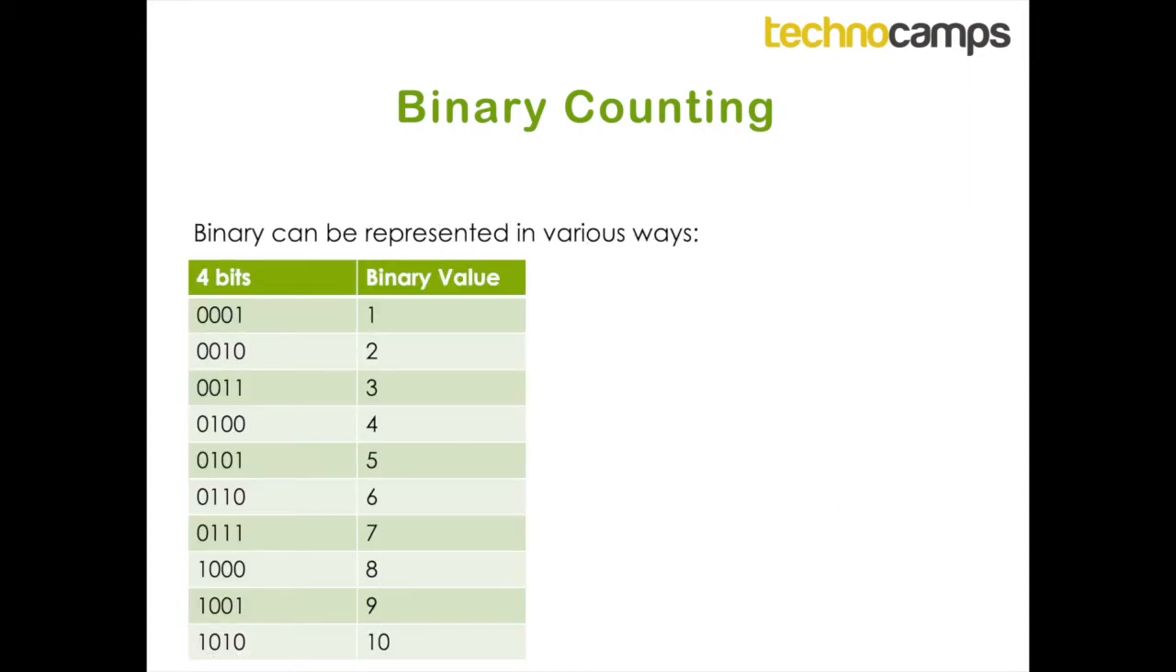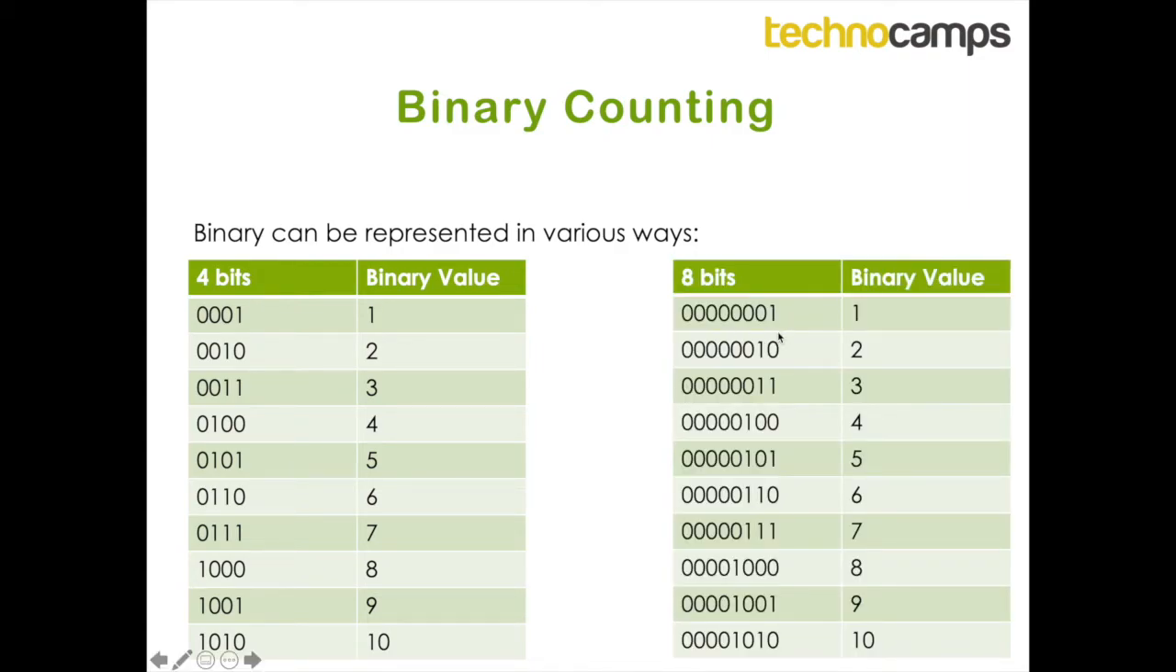Okay, so that's 4 bits binary, but you can extend that to 8 bits. So as you can see, in 8 bits, to represent the value 1, you need 0, 0, 0, 0, 0, 0, 0, 1. It's just saying we've got 8 different bits, or 8 digits that will represent that 1 value. As you can see, they're still equivalent. The value is still the same, but you have more digits to represent that value.